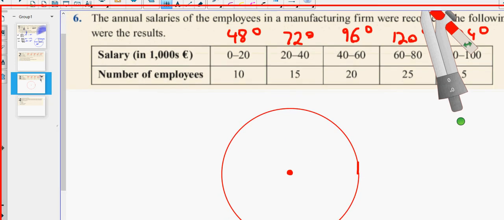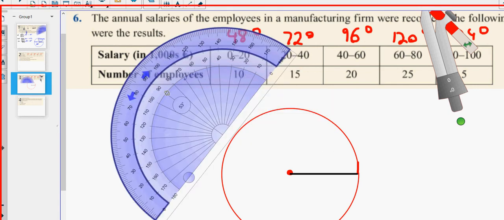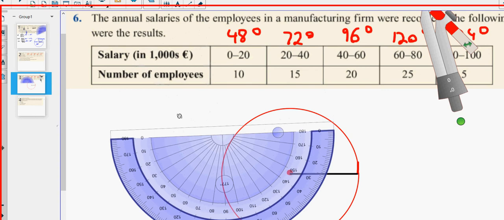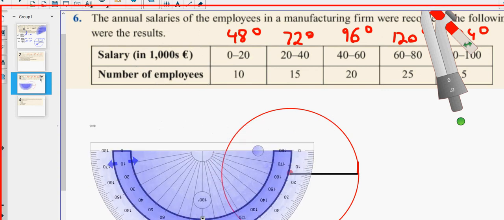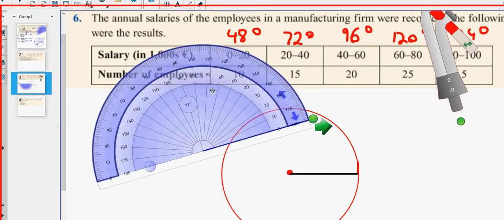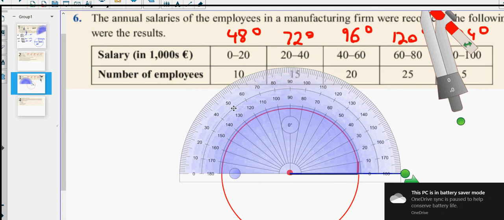Grab, once again, I always start off at 3 o'clock, don't I? Creature of habit. I always start there, and I'm going to work around. Sometimes the first 2 aren't too bad, are they? What's 48 plus 72, lads? 120, is it? Great. So the first 2 angles have to add up to 120.